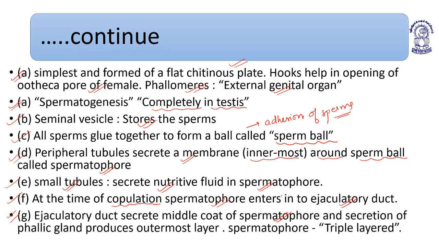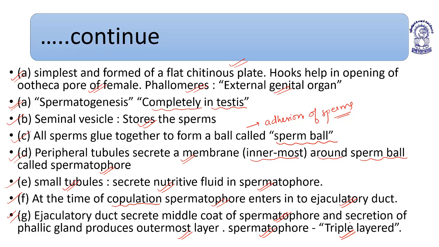The ejaculatory duct secretes the middle coat of the spermatophore, and the secretion of the phallic gland produces the outermost layer. So the spermatophore is a triple layered structure.